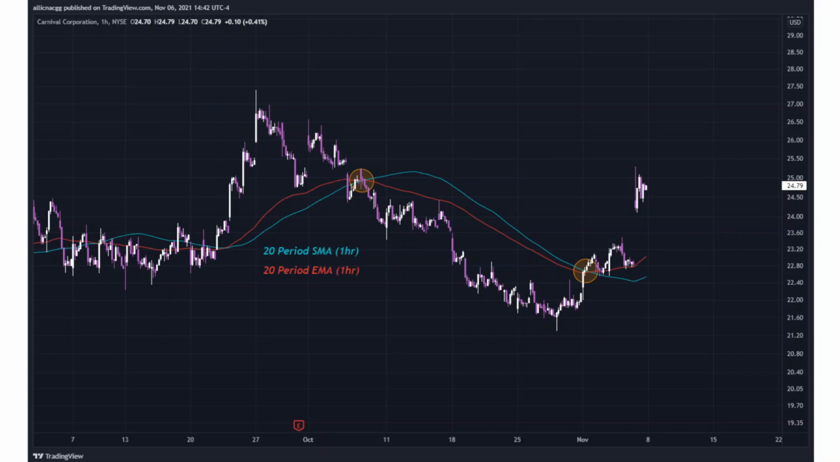This is using the 20-period SMA and the 20-period EMA on the 1-hour chart. So these are a 1-hour SMA and a 1-hour EMA, and remember we said that the EMA reacts to price action quicker than an SMA. So when we saw the cross of the EMA below the 20-period SMA, we could see right there our first circle. We could see the red line crossed below the blue line, hence starting a pretty bearish pattern, right? We continued our downtrend, right?